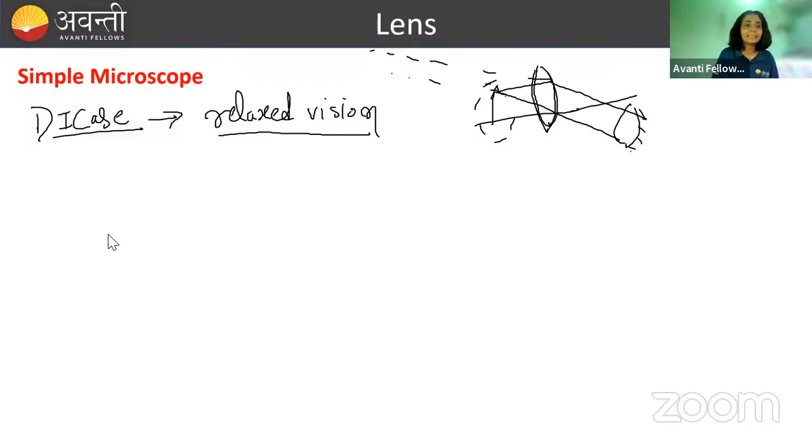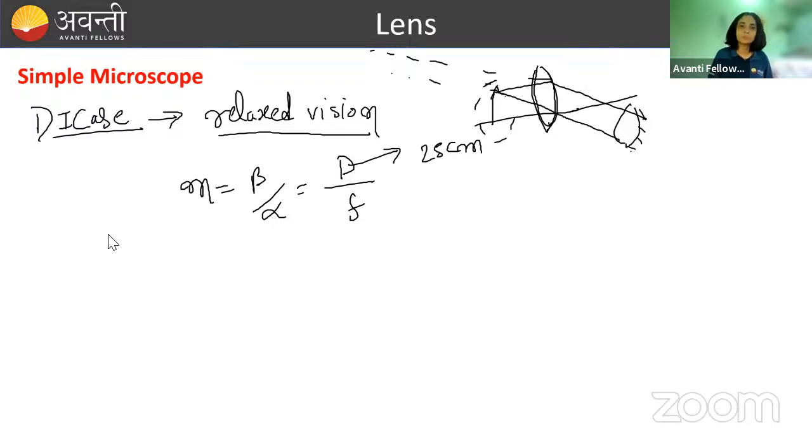Okay. So in this case, our magnification formula, that is beta by alpha, stands to be how much? D by F. Where D is what? D is the distance at which we can see an object very comfortably. That is the near point, and for our eye, the near point is 25 centimeters. So if nothing is given in the question, take D as equal to how much? 25 centimeter. And if values are given, then you write the value of D accordingly. That is how you have to proceed with questions.